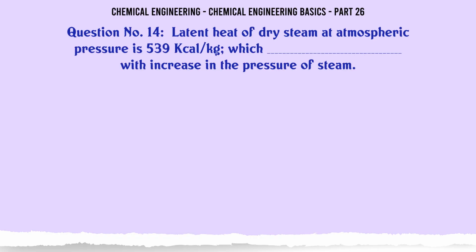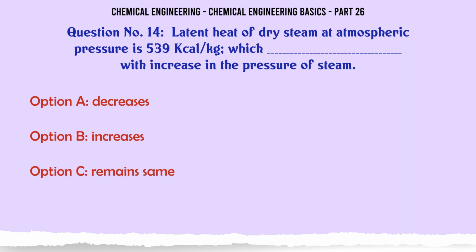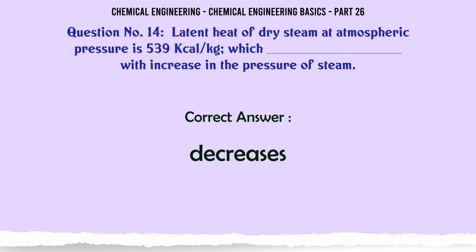Latent heat of dry steam at atmospheric pressure is 539 kcal, which with increase in the pressure of steam, A. Decreases, B. Increases, C. Remains same, D. May increase or decrease. The correct answer is decreases.